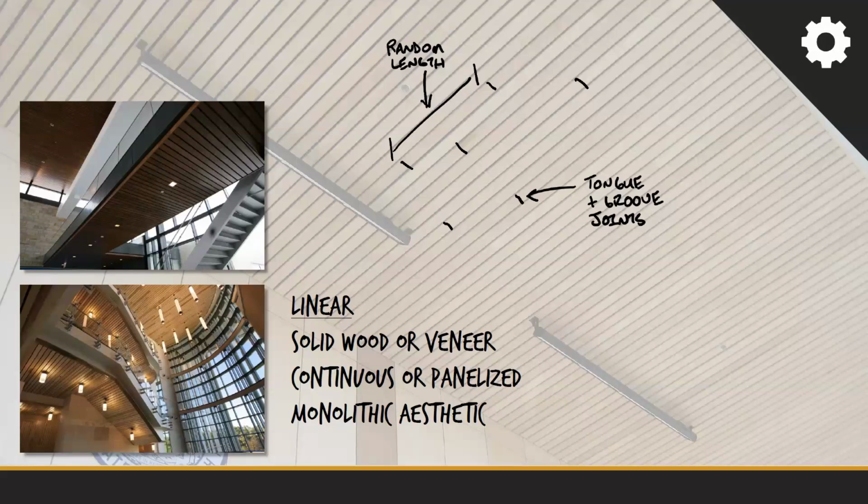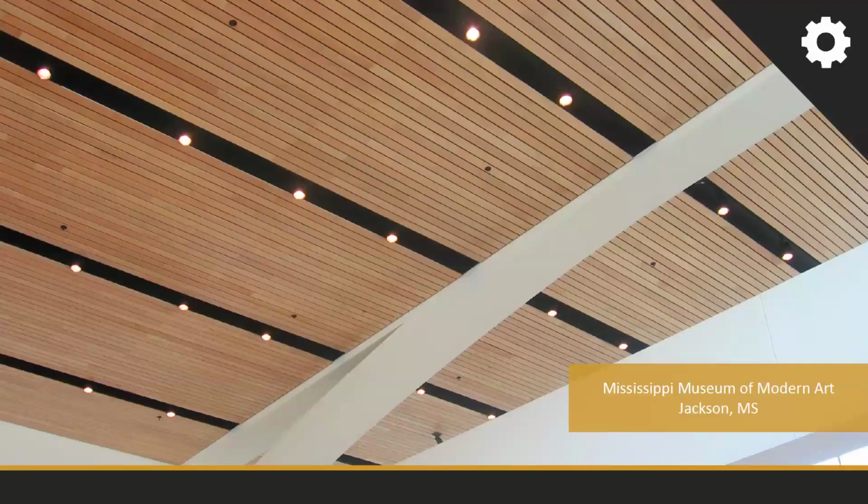And within linear, there's a couple different types, and I want to go through those types to better explain the system. The first one we have here is a continuous open system. And you're going to notice that there is random length boards and tongue and groove joints. So this would be, again, a continuous system.